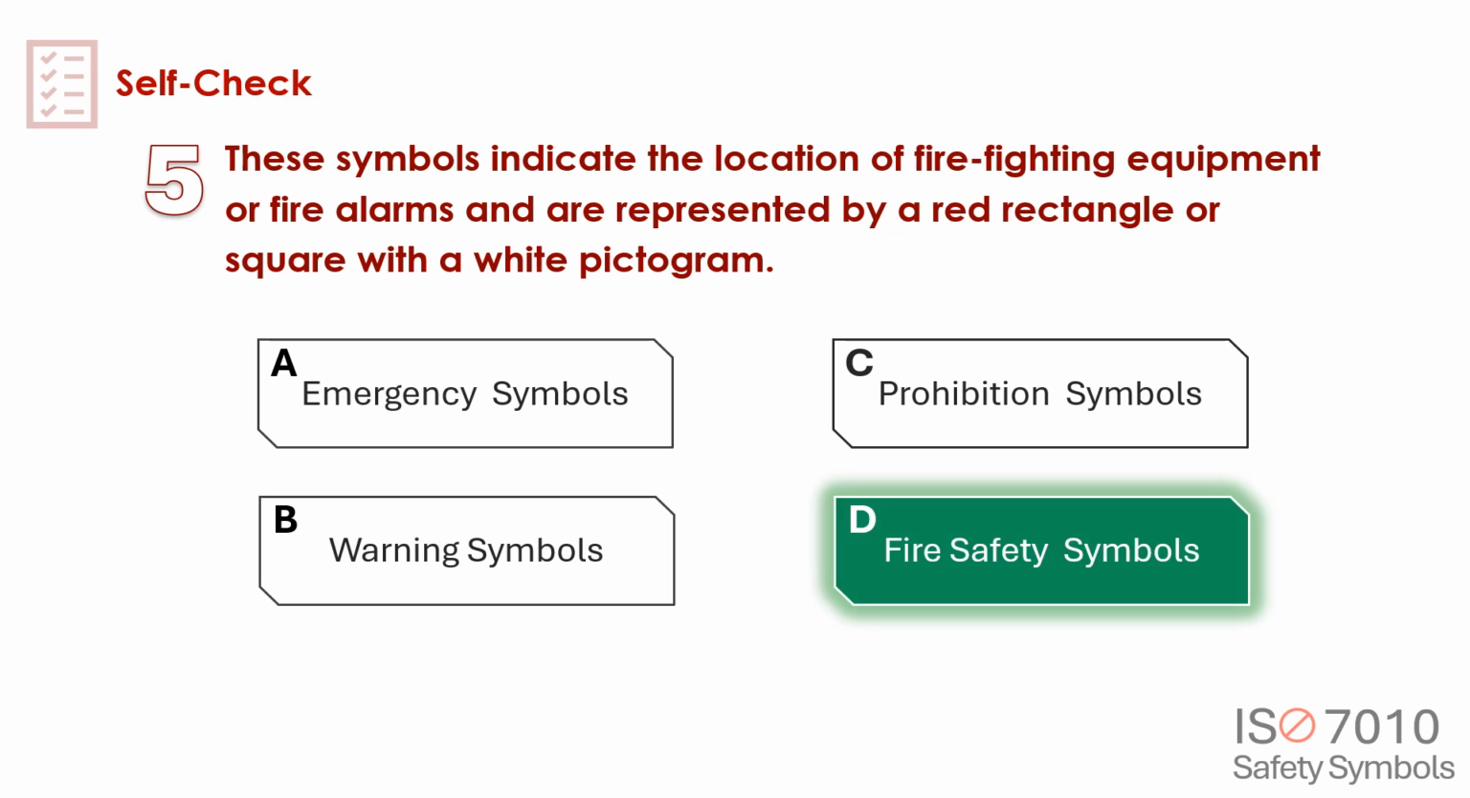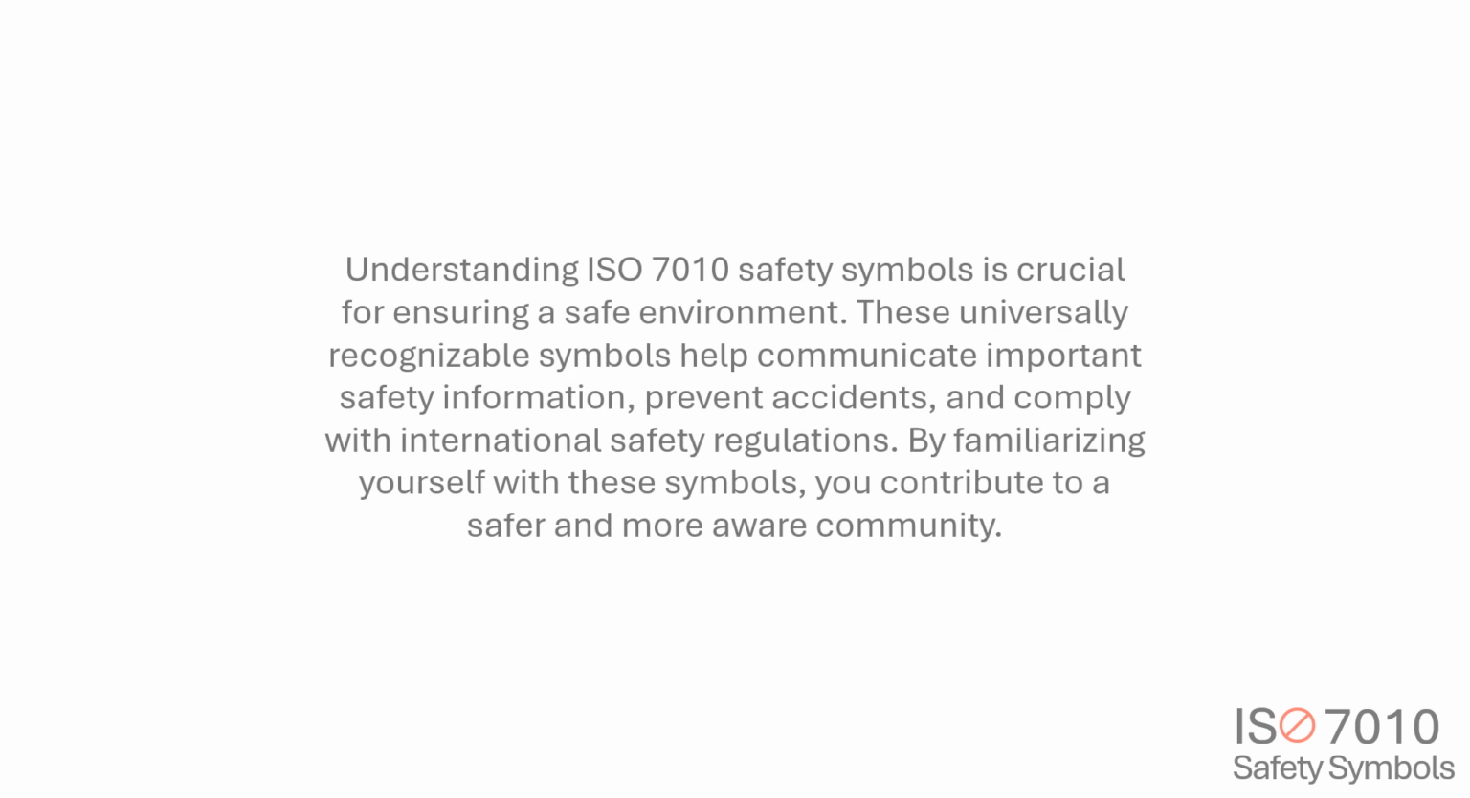Let me conclude with a simple reminder. Remember, understanding ISO 7010 safety symbols is crucial for ensuring a safe environment. These universally recognizable symbols help communicate important safety information, prevent accidents, and comply with international safety regulations. By familiarizing yourself with these symbols, you contribute to a safer and more aware community.